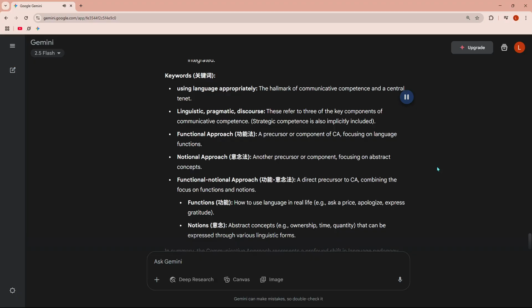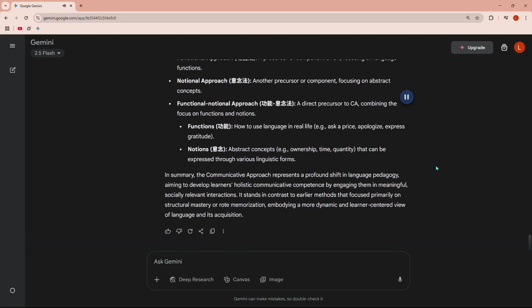Functional approach, Gongnen Fa, a precursor or component of CA, focusing on language functions. Notional approach, Yin Yen Fa, another precursor or component, focusing on abstract concepts. Functional notional approach, Gongnen Yin Yen Fa, a direct precursor to CA, combining the focus on functions and notions.